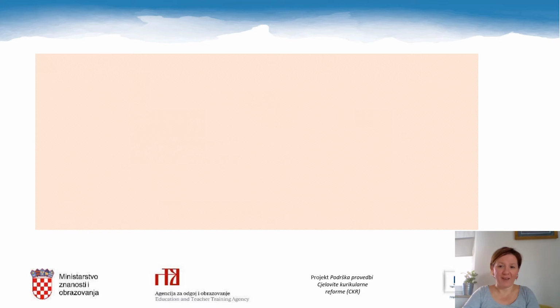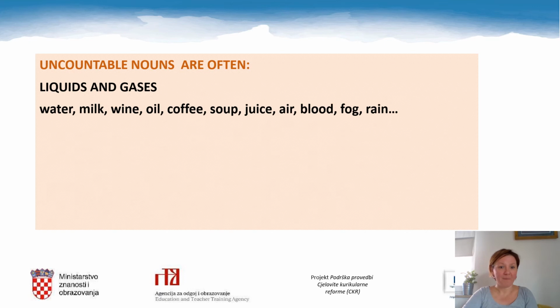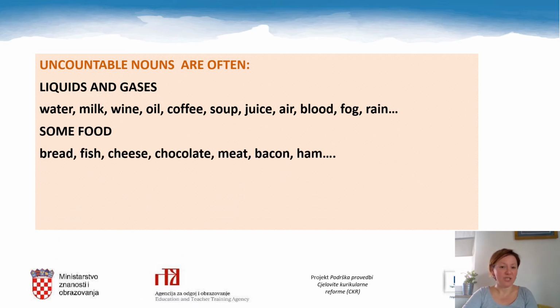We normally don't have problems with countable nouns in English, right? It is the uncountable ones that sometimes give us headache. So I have prepared for you a list of nouns that are uncountable in English. Of course, the list is not complete, but I think it might come handy. So here we go. Liquids and gases. Water, wine, coffee, blood. Then some food like bread or cheese or bacon.